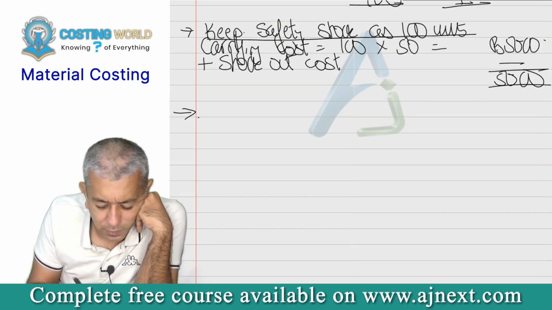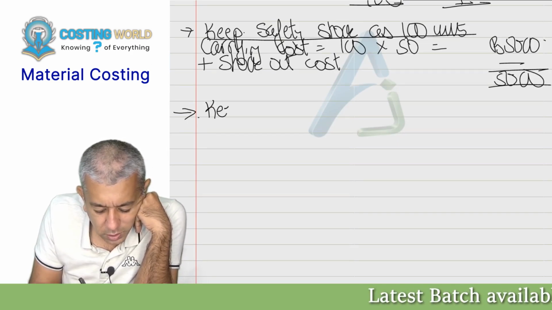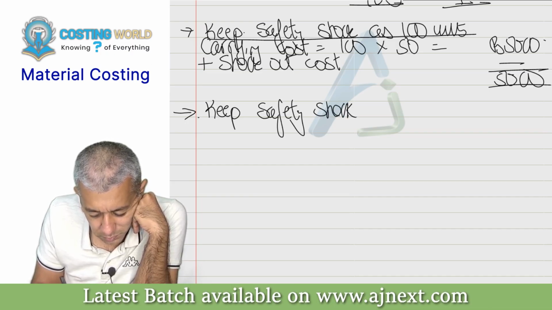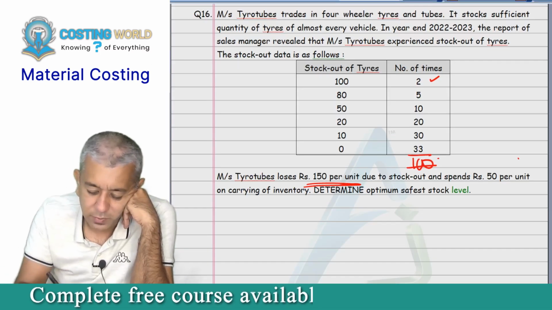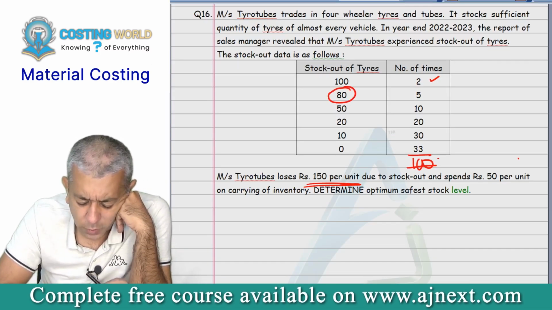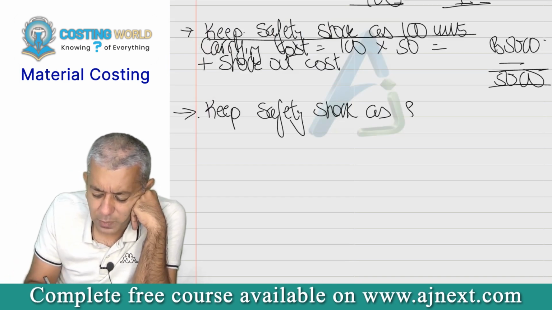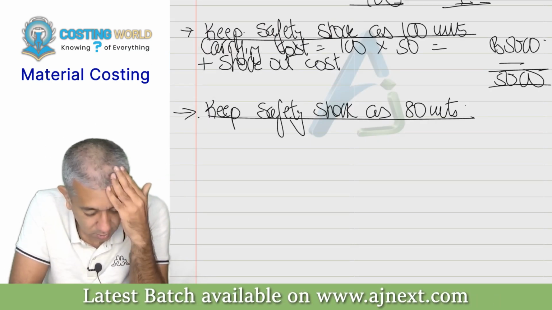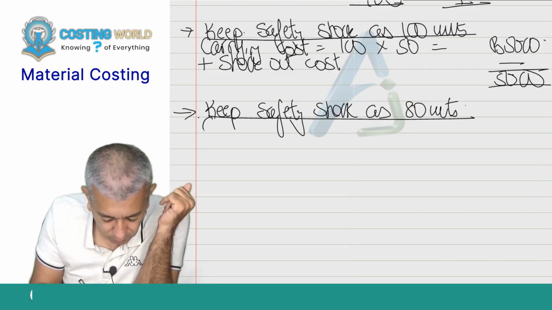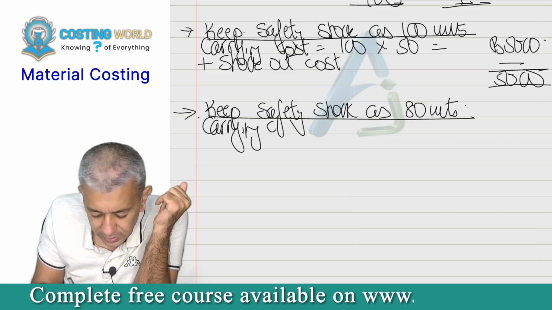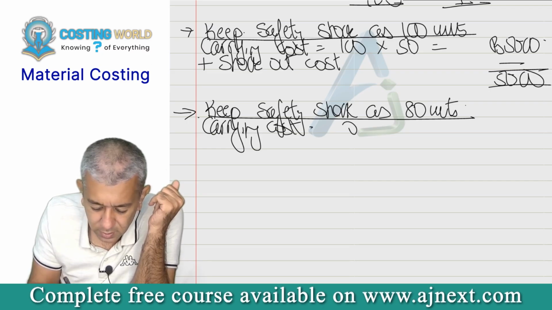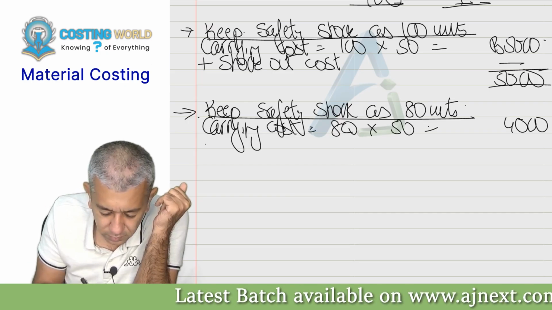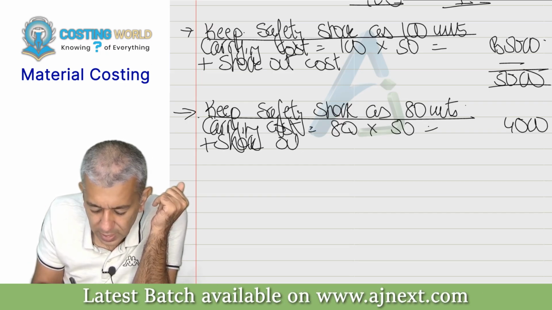Somebody might think it is too simple. We will wait. Right now, keep safety stock as, now see, can we say the next option is 80. So therefore let's try keeping safety stock as 80 units. So we'll keep 80 units extra with us at all times. So first of all, I will start to incur carrying cost for 80 units. 80 into 50, that will be 4,000. Add stock out cost.